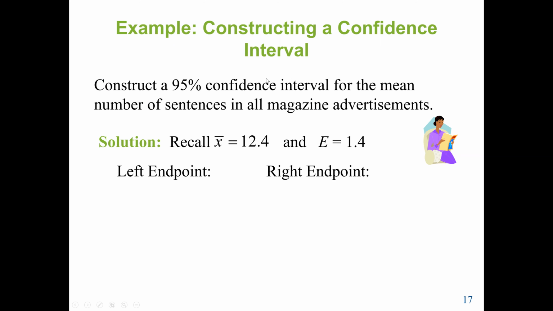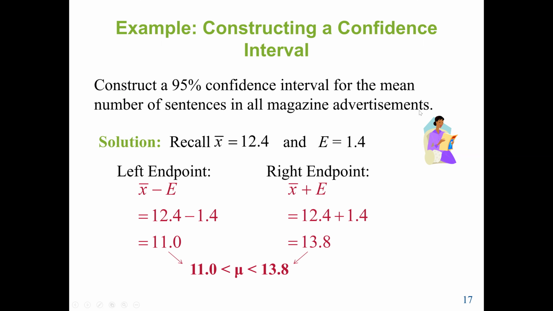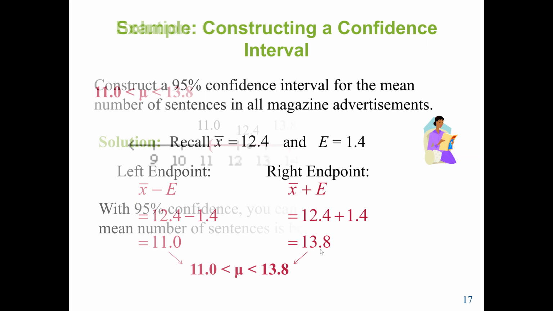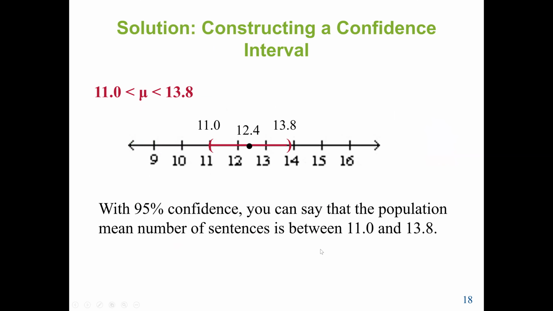So if that is the case, then I can find my left endpoint and right endpoint. The left endpoint will be 12.4 minus 1.4, and the right endpoint will be 12.4 plus 1.4. That gives us the interval from 11.0 to 13.8. So that will be the answer. The interval for the population mean is greater than 11.0 but less than 13.8. This is with 95% confidence.